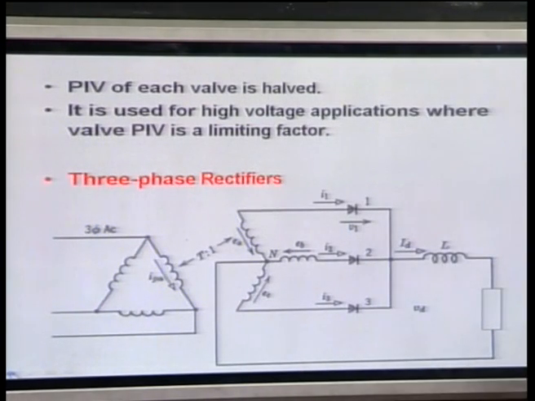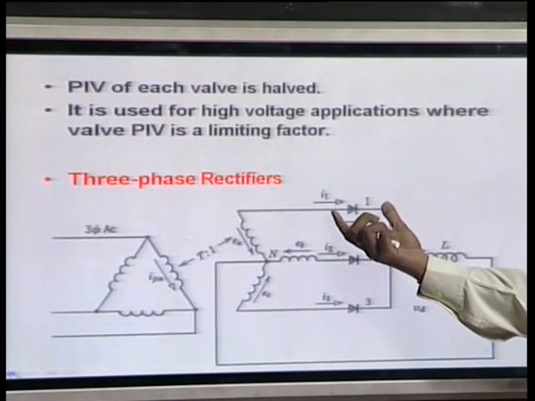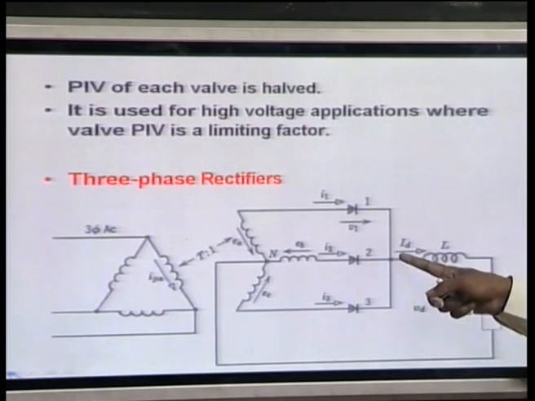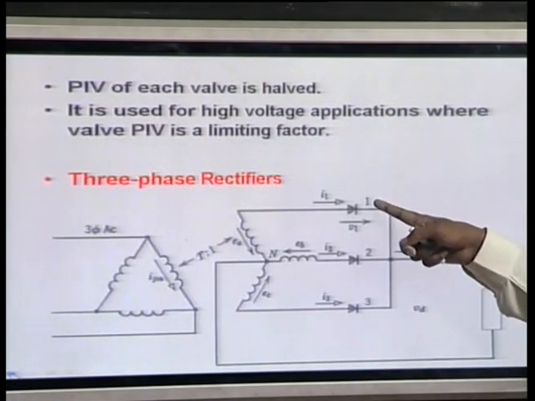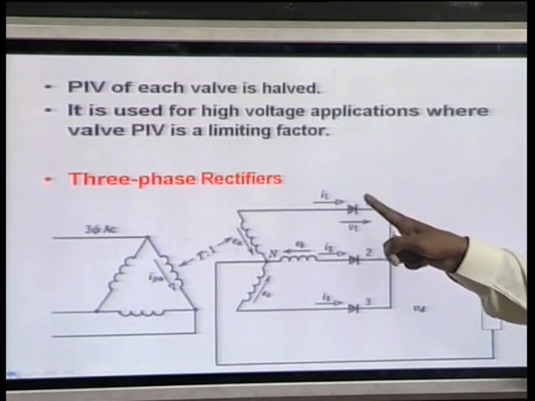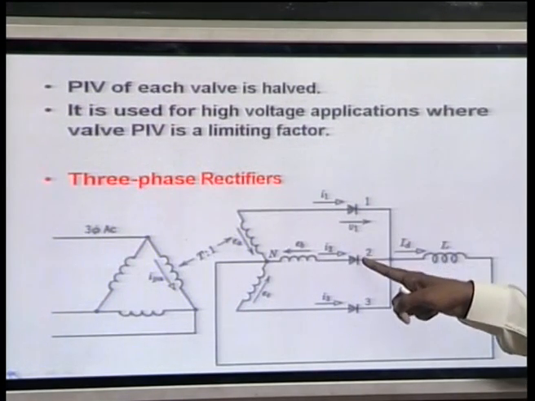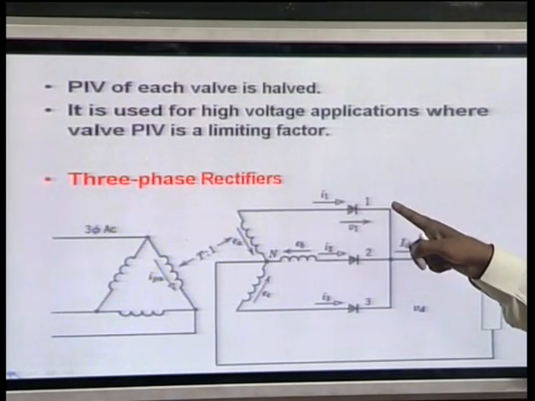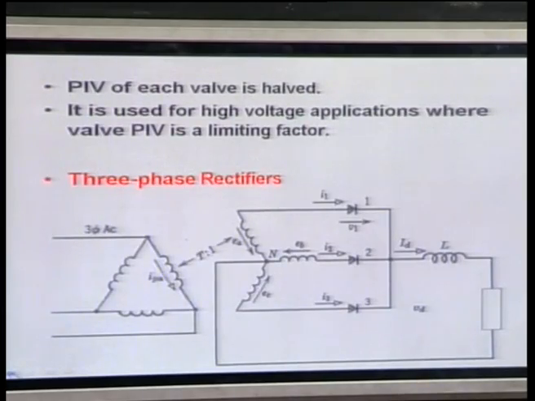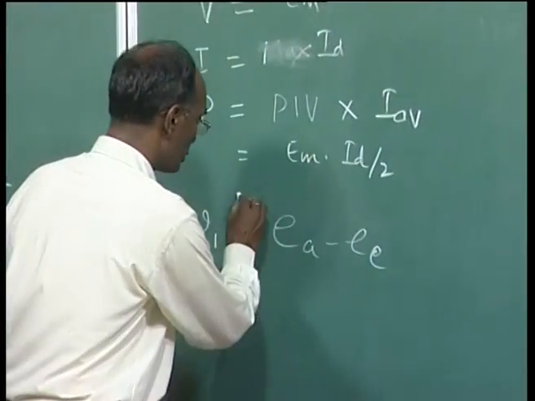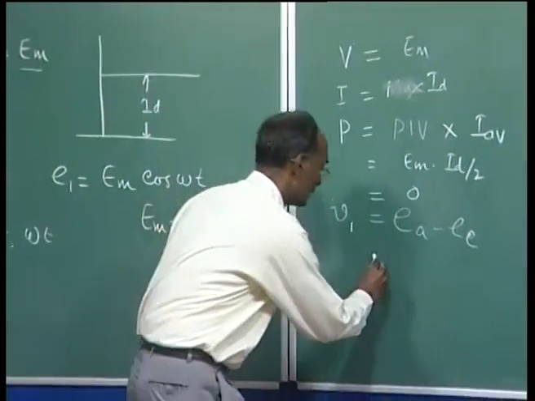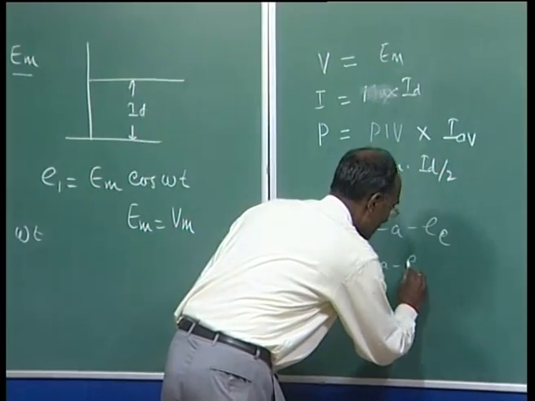So, there are 3 phases in one complete cycle. Once valve 1 is conducting, the voltage will be 0. Once valve 3 is conducting, EC appears here, so EA minus EC will be appearing. Once valve 2 is conducting, EB comes here, and the voltage is EA minus EB. So, the voltage across valve 1 is 0 during its conduction, and when it is in the off condition, it is nothing but EA minus EB.